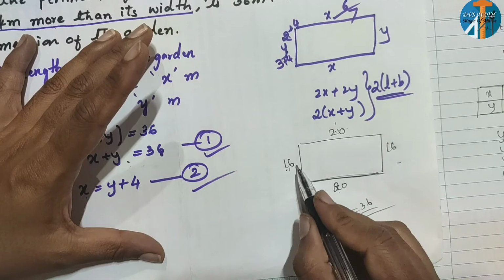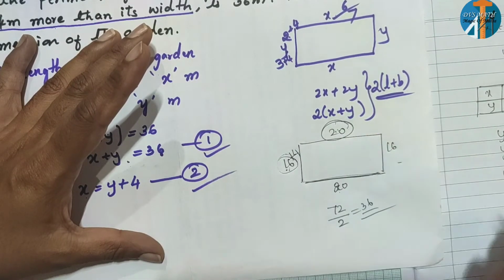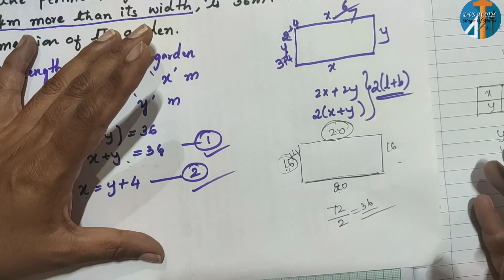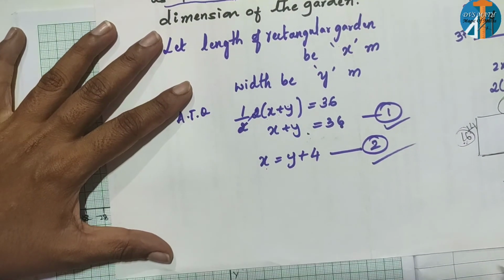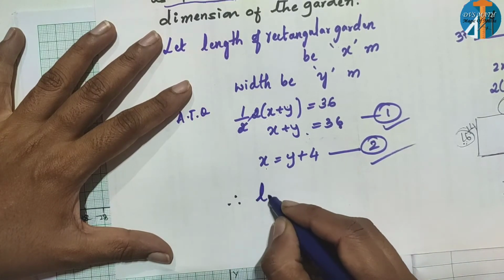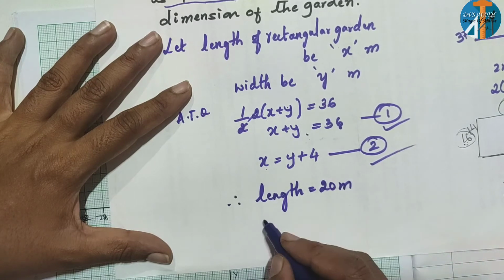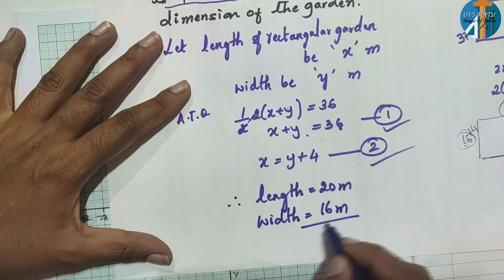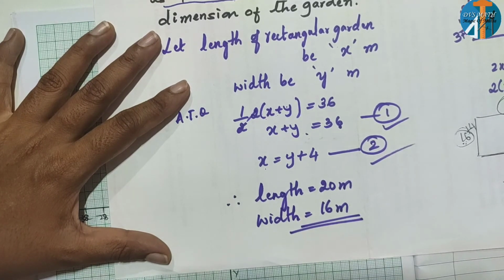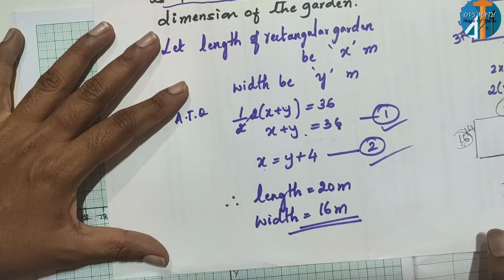Again, you can check. Width, if we add 4 more, you are getting the length. Yes, right? So it is satisfying the equation. Therefore, what you can write? Length is equal to 20 meters and width is equal to 16 meters. So these are the dimensions of the garden. This is about question number 5 in exercise 3.2.